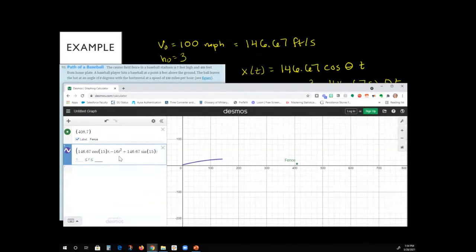If you remember anything from college algebra, it takes about 4 seconds to get to its maximum height, so it should take double that to hit the ground. So I can put 8 seconds here, more than enough for this angle. But you can see that this is the path of the ball. It will go here, and then it will hit the ground before it gets to the fence.